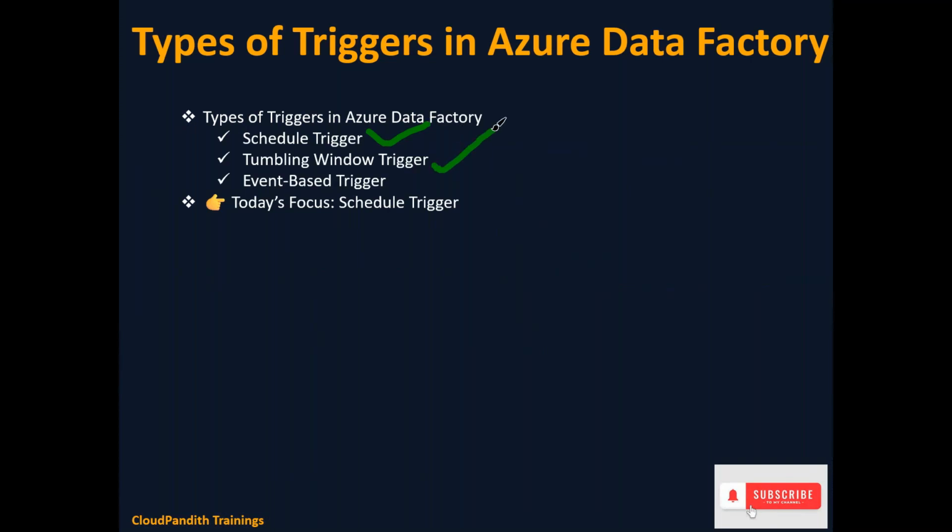Next, we have the tumbling window trigger. It is used mainly for incremental and window-based processing, or for historical data or backfill data. Next we have the event-based trigger. It is used when a new file arrives in the blob storage, or when a file is deleted in the blob storage. If you want to trigger a pipeline based on file events, we will use the event-based trigger. In today's video, our focus is only on the schedule trigger, team. We will cover the other trigger types in upcoming sessions.